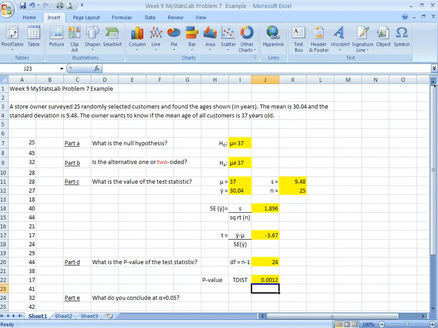There's our p-value, 0.0012. There you have it. You've done all the math for this problem. We only have one more part to look at.